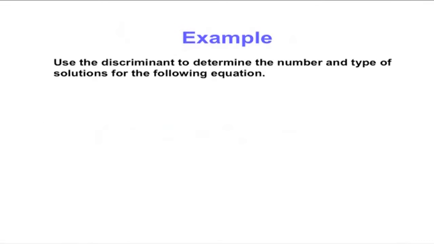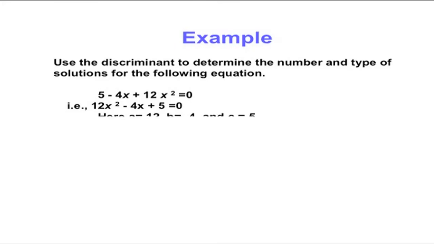Take an example. Use the discriminant to determine the number and type of solutions for the following equation. The equation is 5 minus 4x plus 12x square equal to 0, that is 12x square minus 4x plus 5 equal to 0. Here a equals 12, b equals minus 4 and c equals 5.